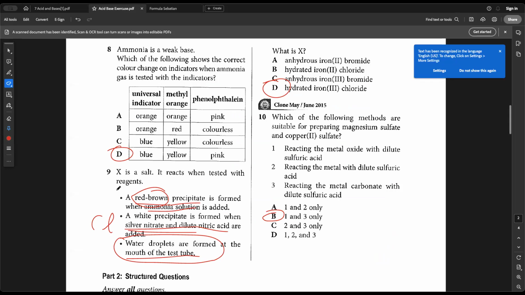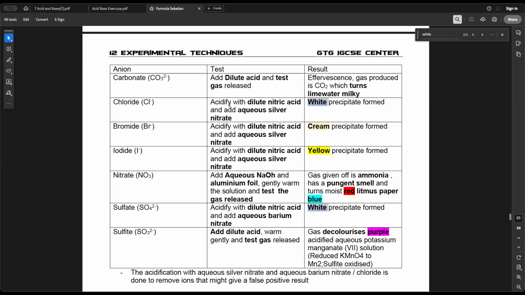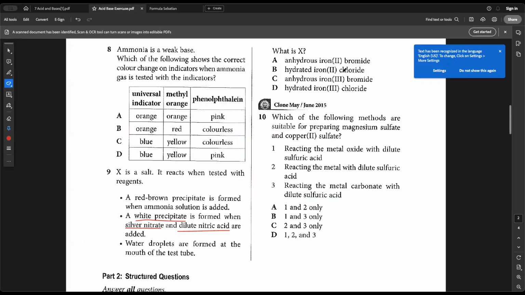Actually, we can start explaining. If we look at this part here, everyone pay attention. This is the annoying part. You see, white precipitation is formed when silver nitrate and dilute nitric acid are added. These two always come out. The first thing I look for is silver nitrate and dilute nitric acid. Then I see what precipitation forms, and then I know that there's a chloride ion in it. So in the answer here, there must be either between here and here already.